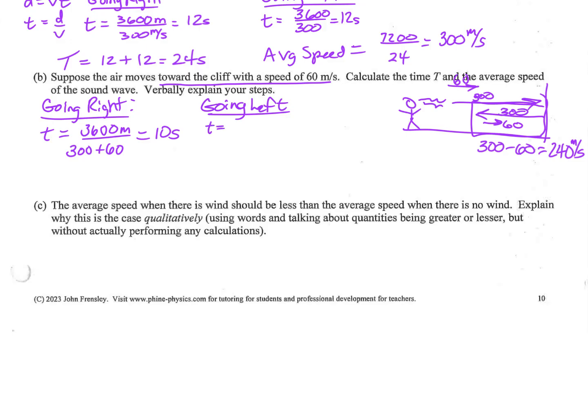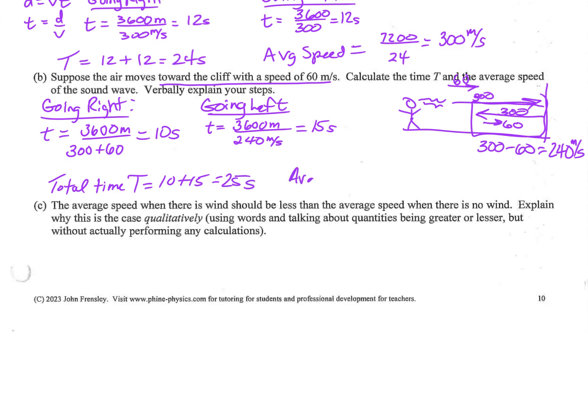So our time is going to be equal to the 3,600 meters, same distance still, but this time my sound is only going 240 meters per second. So what we end up with here is it's now 15 seconds. So my total time, big T, is 10 plus 15. It's now 25 seconds.